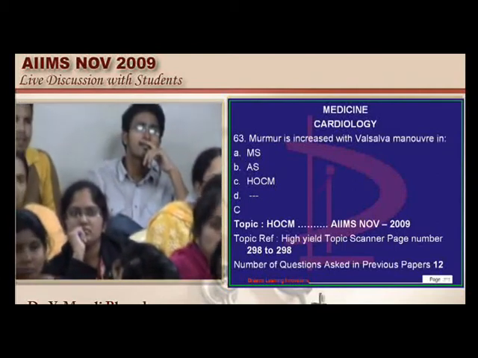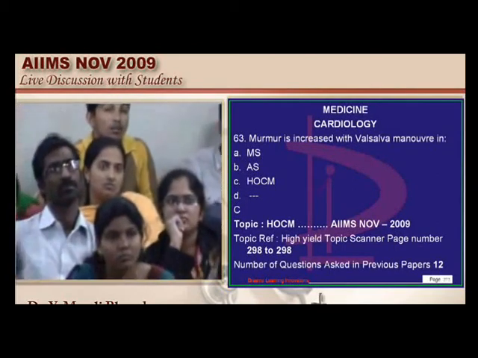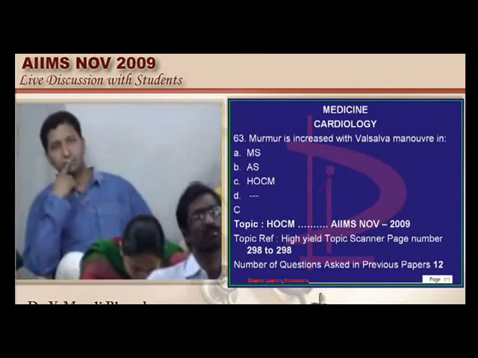Now what will make this obstruction more? If the left ventricular chamber size is small.